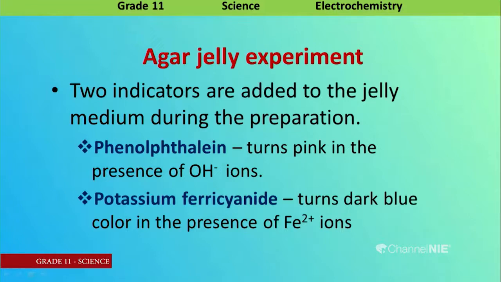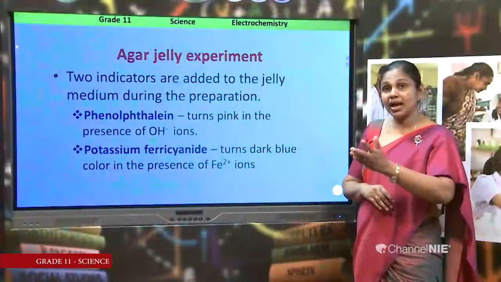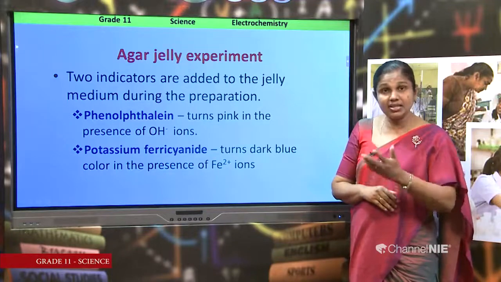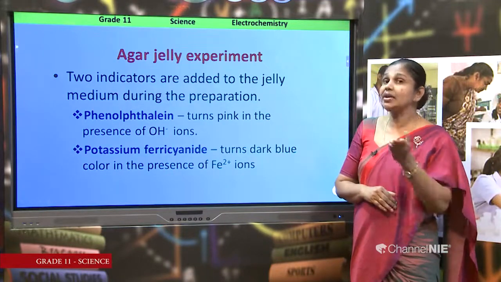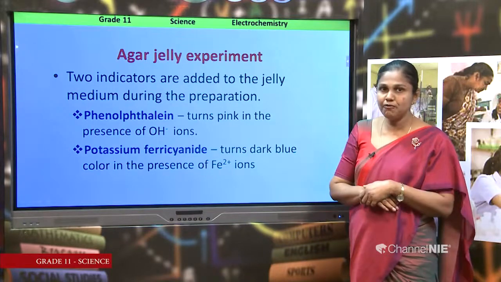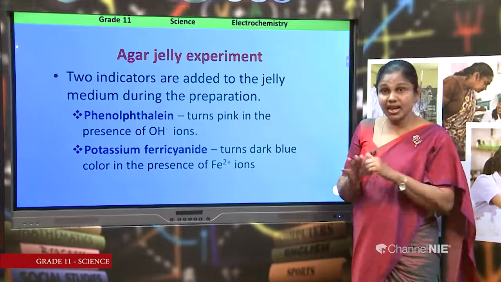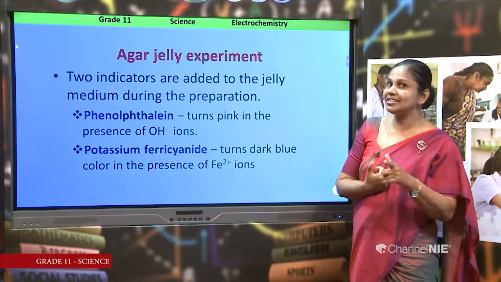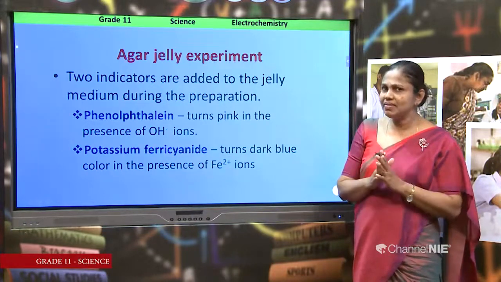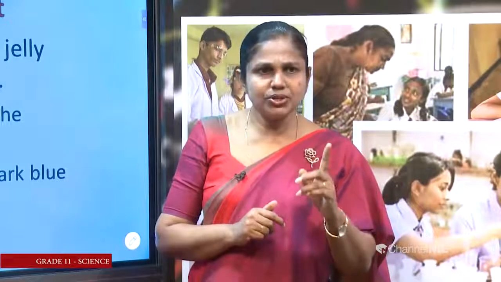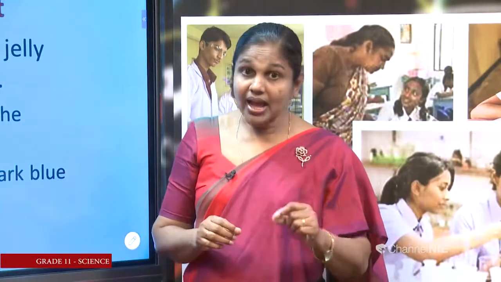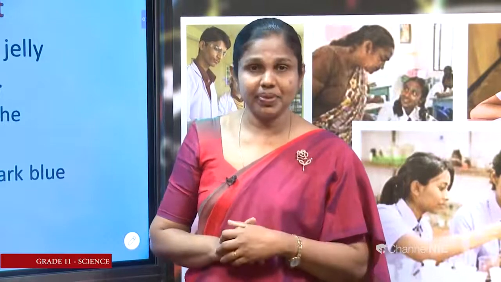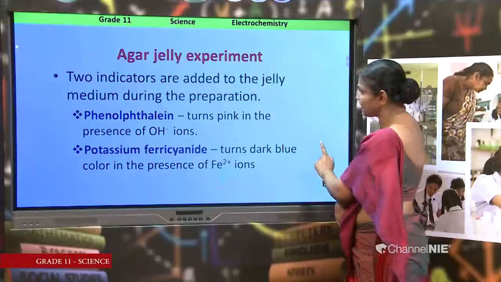Right, now we are going to recognize whether hydroxyl ions are formed in the medium or whether ferrous ions are formed in the medium. If the iron is corroded, if the iron is rusted, first iron is oxidized and ferrous ions are formed. If ferrous ions are available in the jelly medium, potassium ferricyanide turns dark blue. By observing that, we can come to the conclusion that iron has started rusting. Okay, right. Look at here.